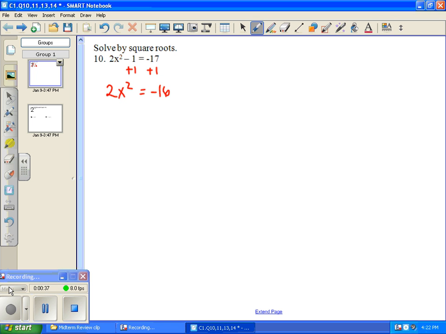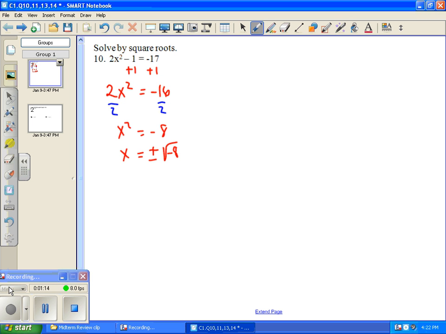Okay, so now we're going to divide both sides by 2. So we get x squared equals negative 8. So now that we have x squared on one side, we want to get rid of the squared because we are solving for x. So we apply square roots to both sides. So we're going to get x on the left, and on the right, square root of negative 8. But remember to put a plus or minus whenever you take a square root of a square.